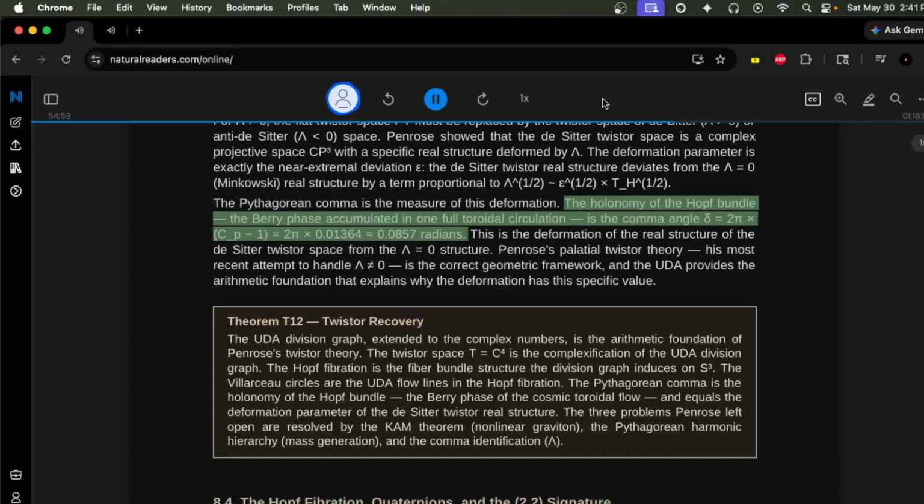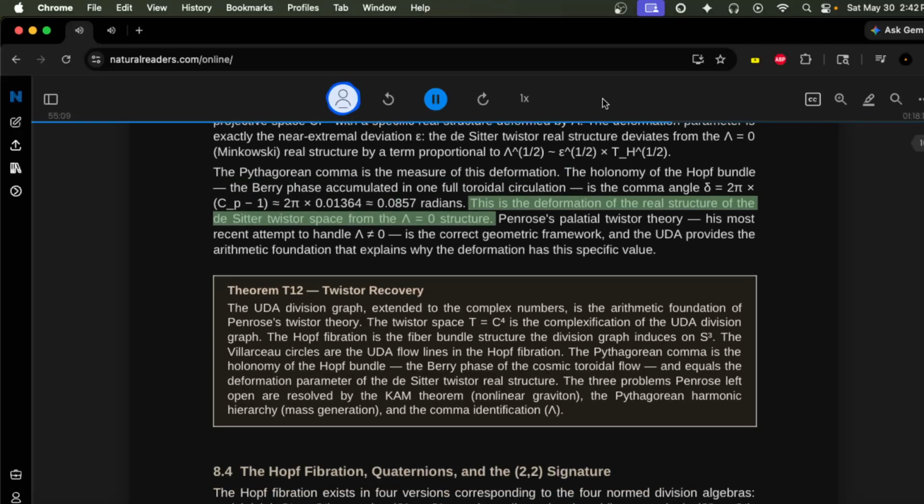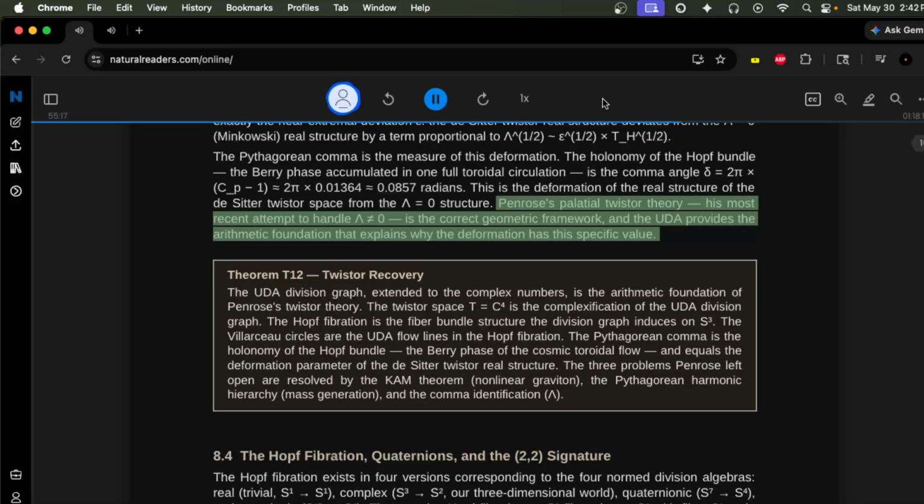The holonomy of the Hopf bundle, the Berry phase accumulated in one full toroidal circulation, is the comma angle delta equals 2π times approximately 0.01364, approximately equals 0.0857 radians. This is the deformation of the real structure of the de Sitter twistor space from the lambda equals 0 structure. Penrose's palatial twistor theory, his most recent attempt to handle lambda does not equal 0, is the correct geometric framework, and the UDA provides the arithmetic foundation that explains why the deformation has this specific value.